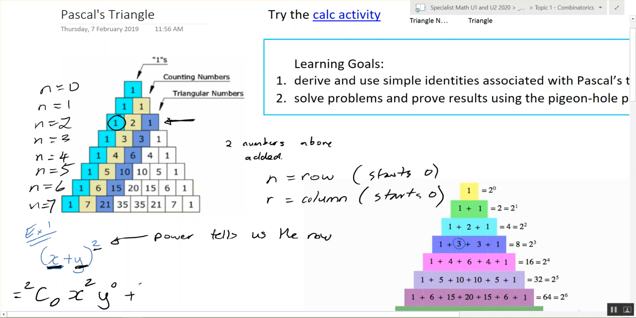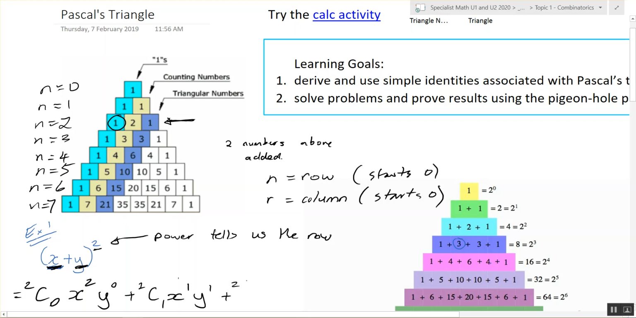You then keep the row, but you're going across one element. The first term, you go down a power. The second element, you go up a power. So now it's what? y to the power of 1.